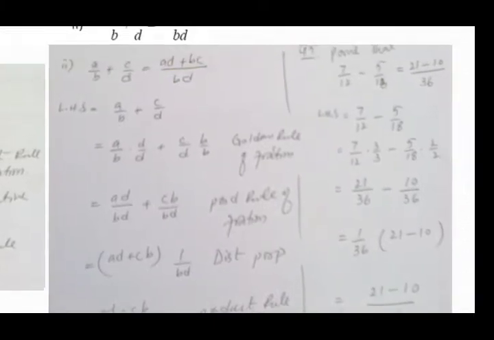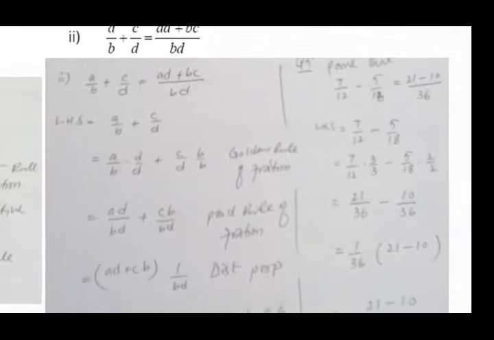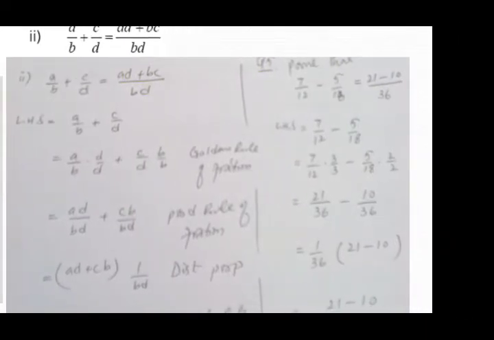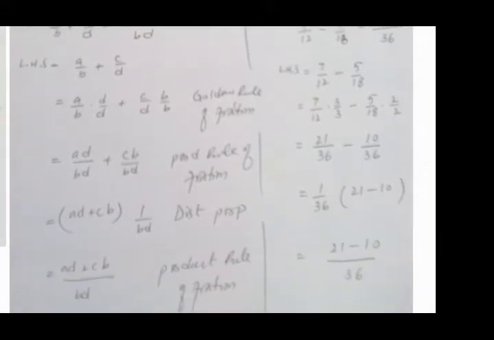The same properties are applied in question number 5. 7 over 12 minus 5 over 18. Both denominators are different. Their LCM becomes 36. We arrange it by multiplying 7 over 12 by 3 over 3 and 5 over 18 by 2 over 2, and this is called the golden rule of fraction. We multiply these fractions, which become fractions with the same denominator, and then we take common 1 over 36. Same steps as the second part of question number 4, and the same names of the properties with the same steps.